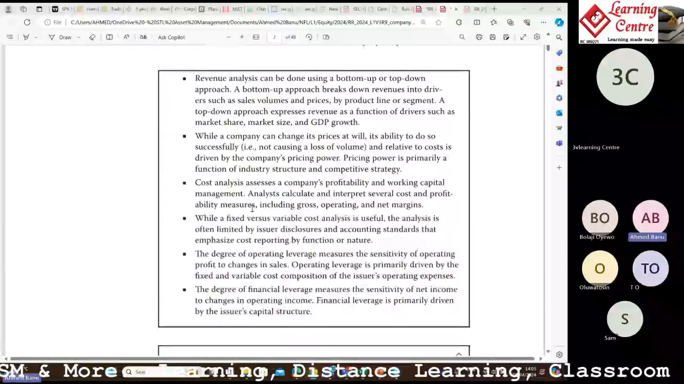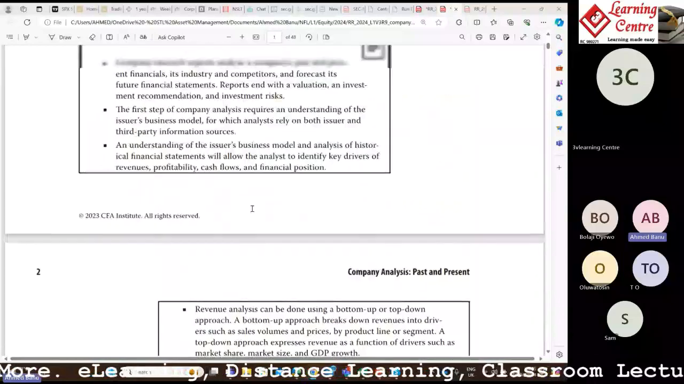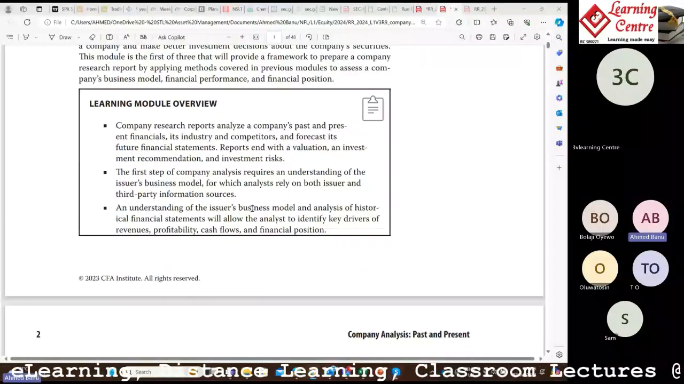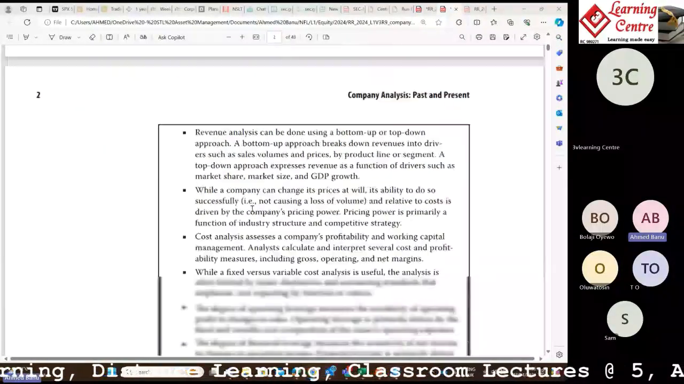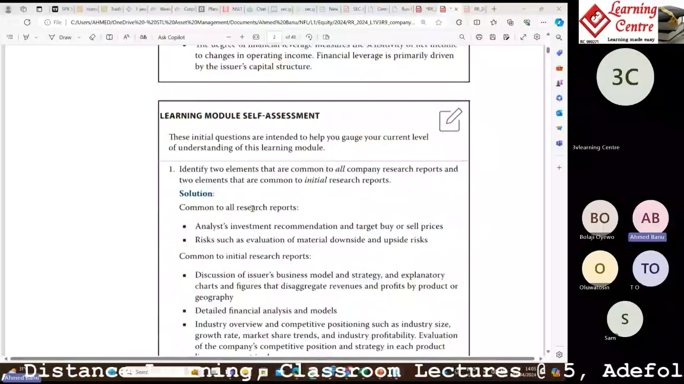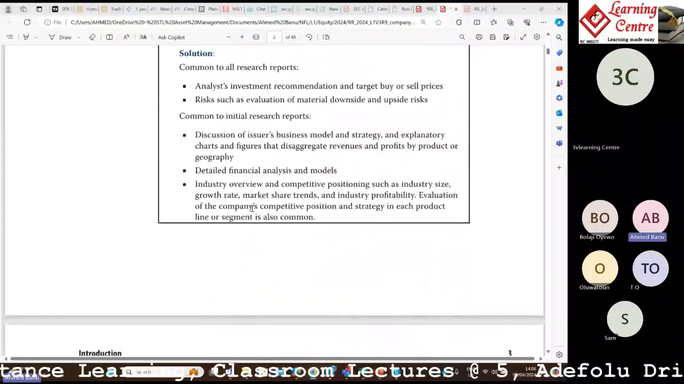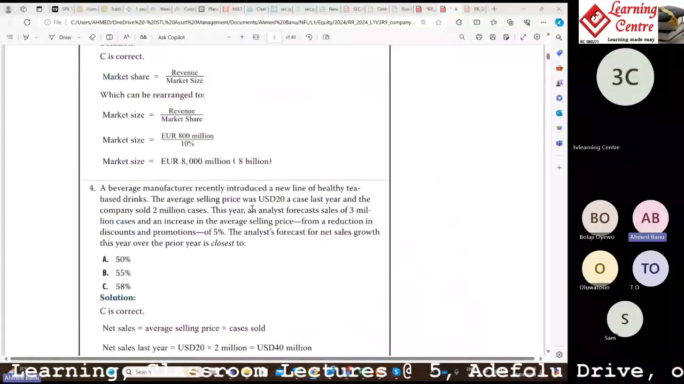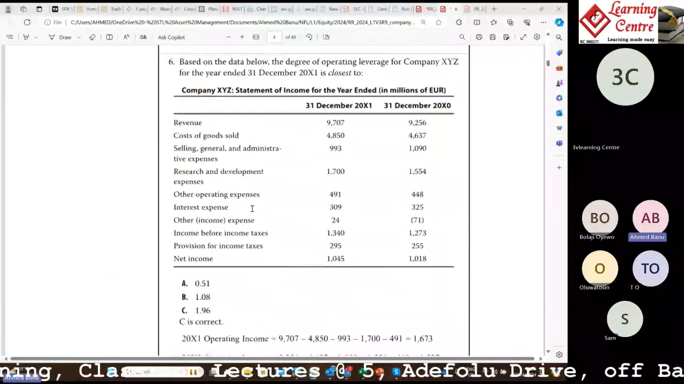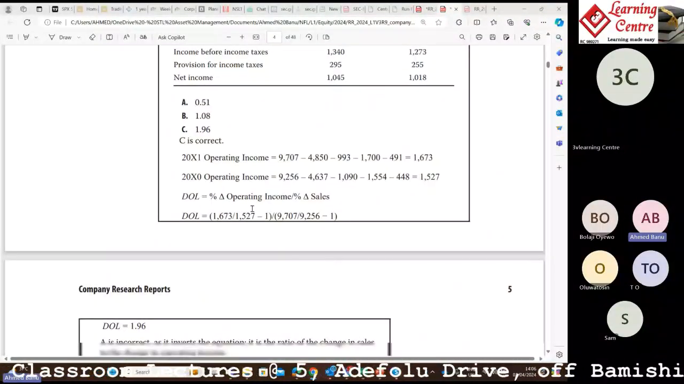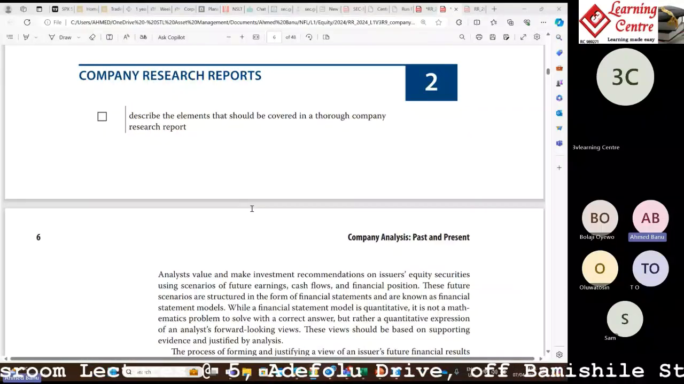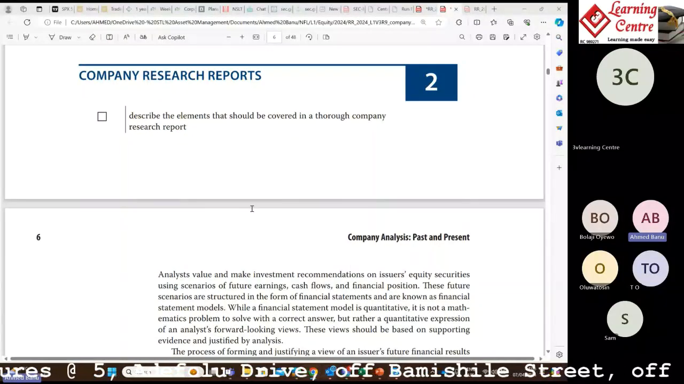There are a lot of boxes in this reading: the learning module overview, learning module self-assessment, and all that. But let's skip all that and move more into: what are company research reports? Describe the elements that should be covered in a thorough company research report.